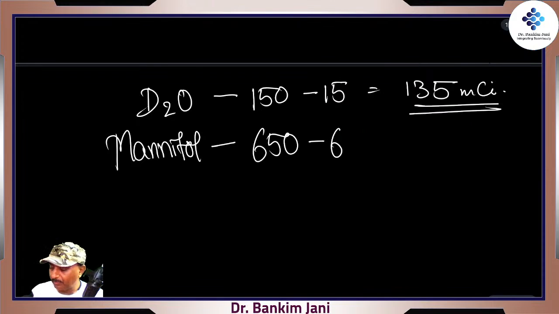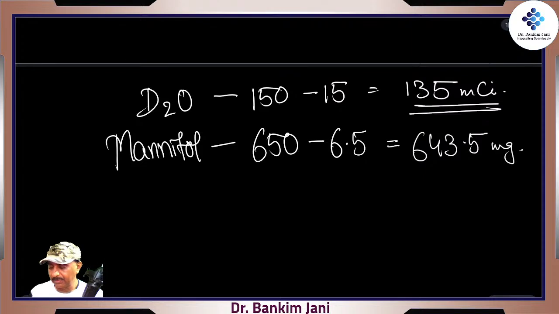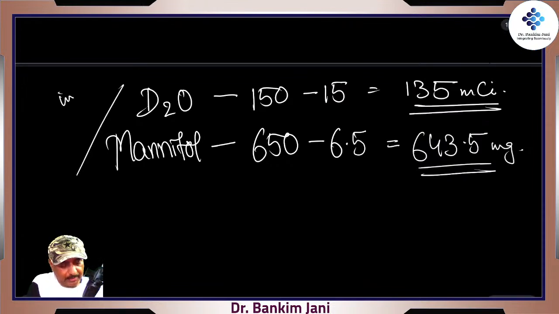So this will be 6.5, correct? 6.5 because it is just 1%. So this would be 643.5. Now it is perfect, right? You'll see the effect on the final result. So this is in the body. In the body, this much is present.